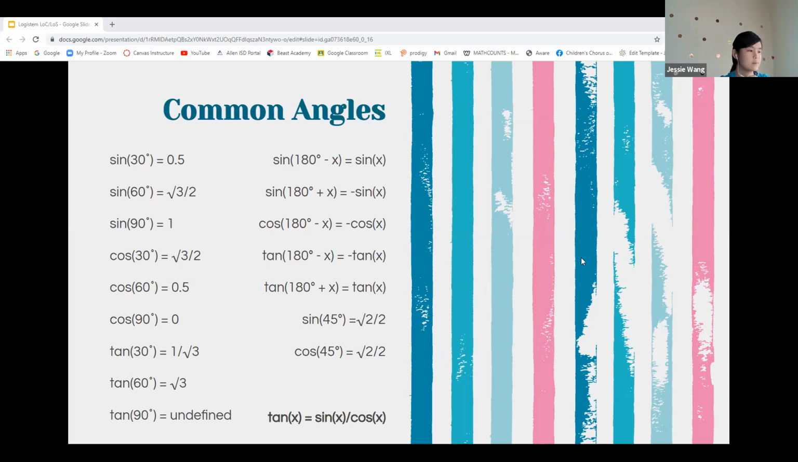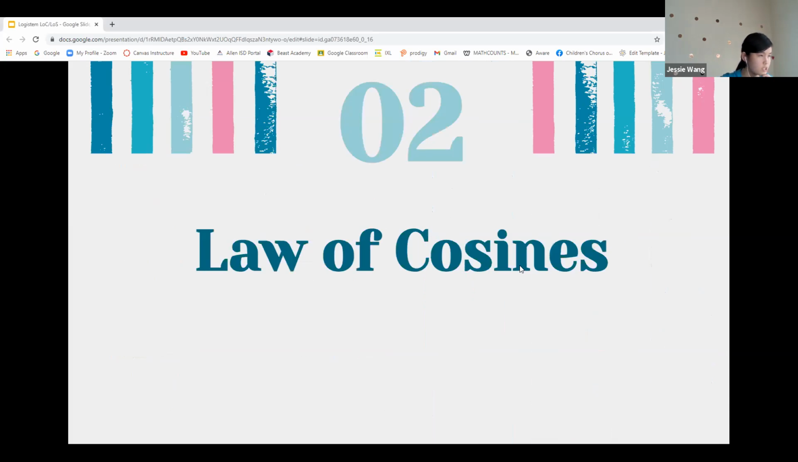All right, so now I'll open up the presentation again. All right. So now moving forward, we're going to talk about the law of cosines. And this is really just a formula that's really useful to know in competition math.